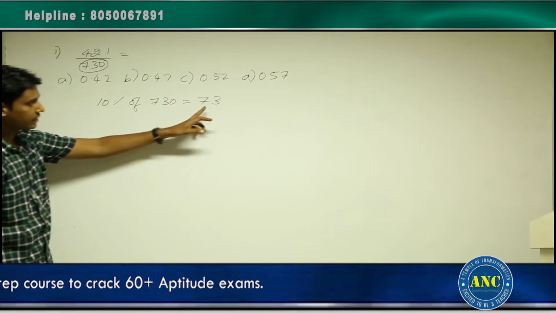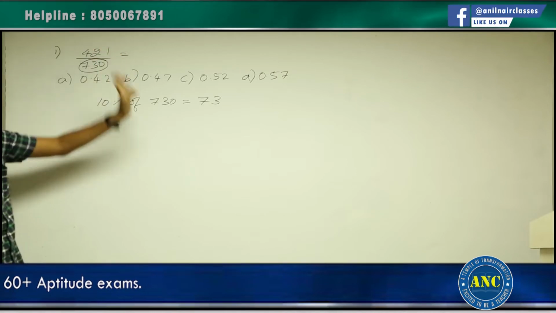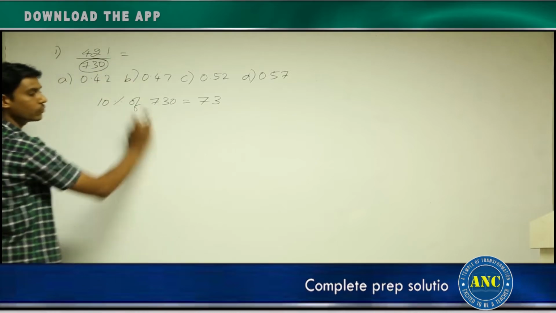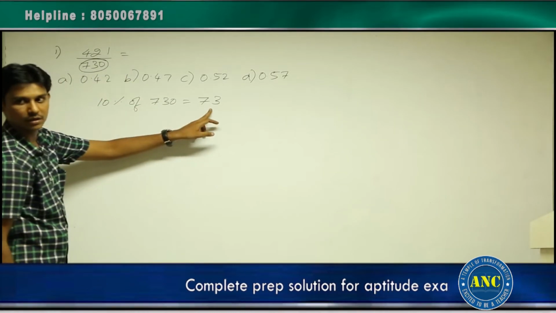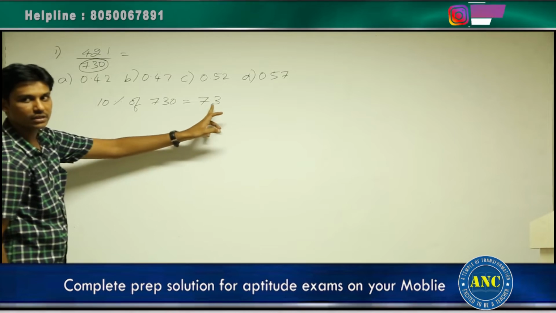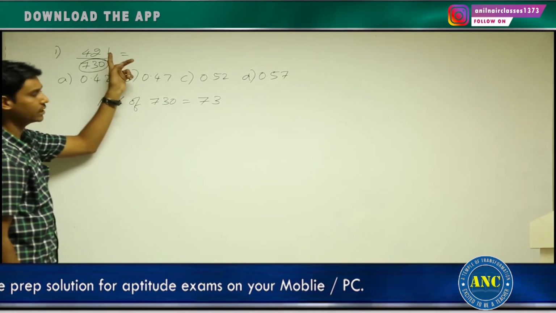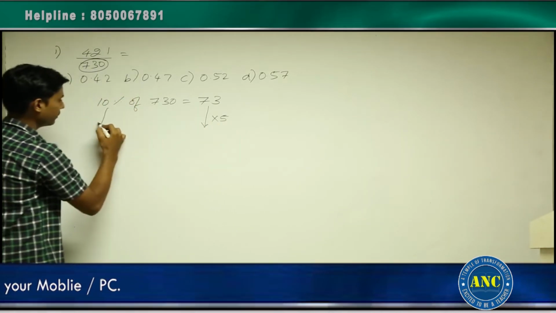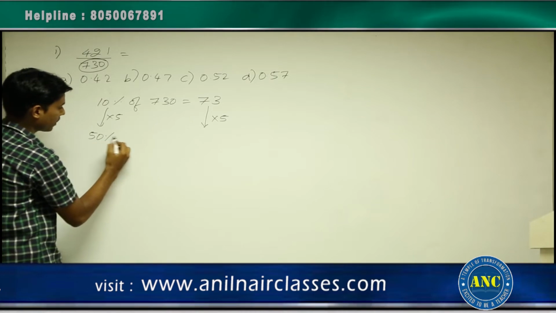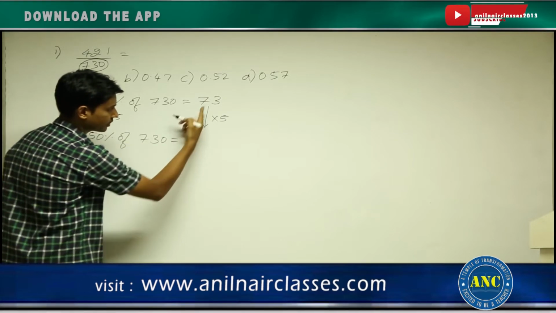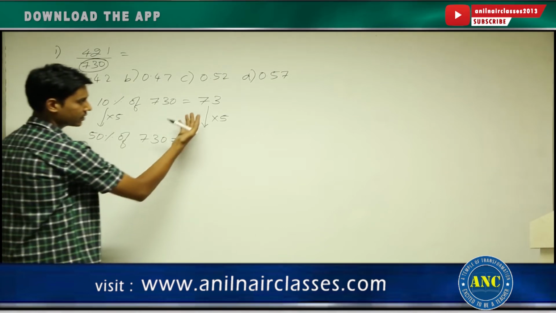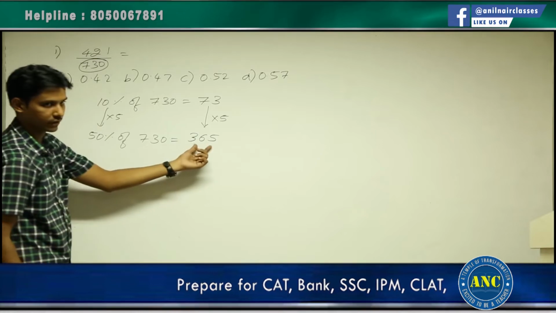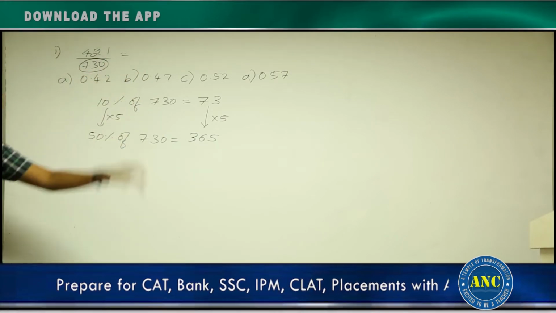You got 73 now, but you should actually get 421. Which number when multiplied by 73 will be close to 421? If I multiply 73 by 6, 70 into 6 is 420, 73 into 6 is 438. You are exceeding the given number. That means let me multiply it by 5. That means 50% of 730 is 73 into 5. How much is 73 into 5? 365. That means you got a value of 365 now. You still need to get a value of 421.